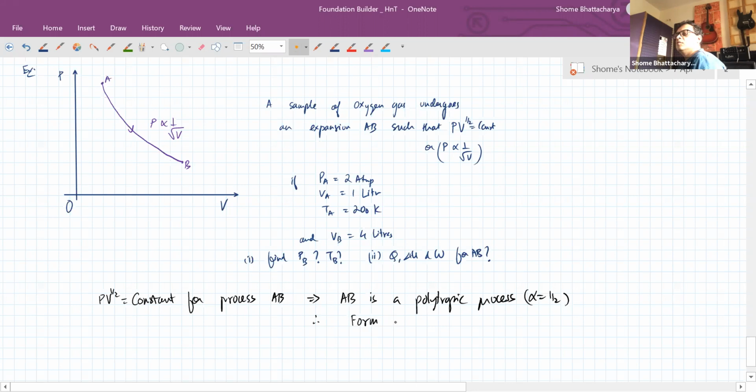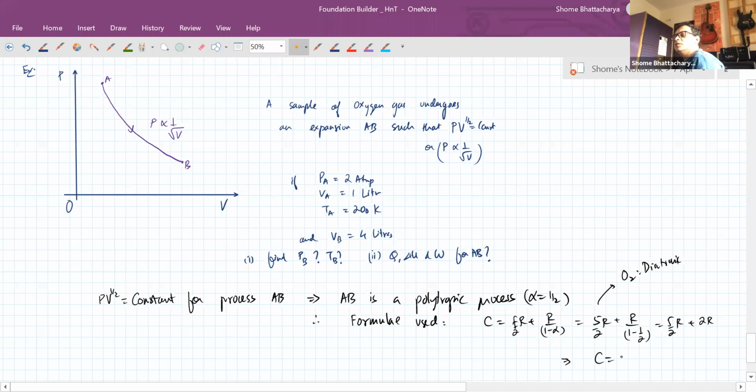Okay, so therefore the formula used can be this, that molar specific heat capacity will be F by 2R plus R upon 1 minus alpha. So that here will become 5 by 2R, because oxygen is a diatomic gas, plus R upon 1 minus half. So that is 5 by 2R plus R upon half, so that is 2R. So the molar specific heat capacity for this process will become 9 by 2R.